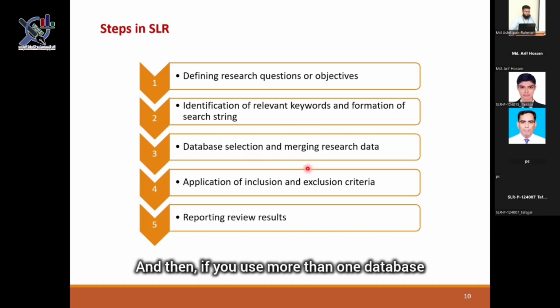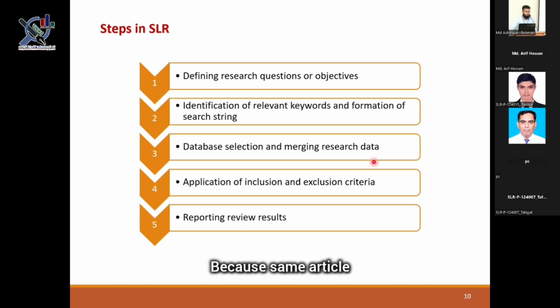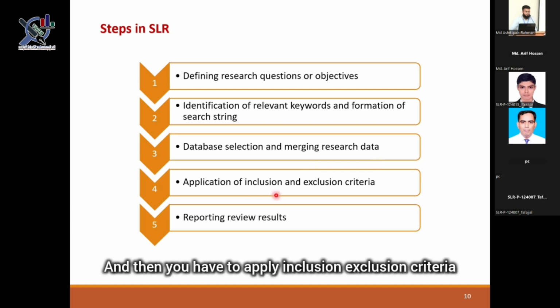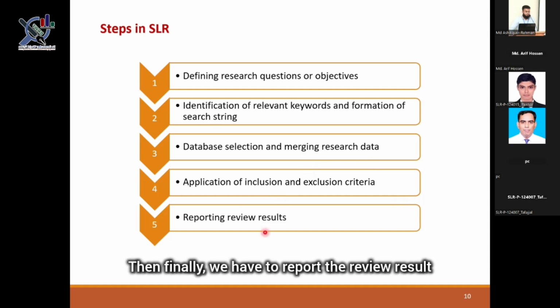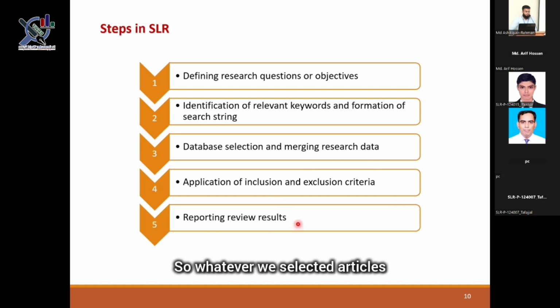And then if you use more than one database, you have to merge your search results, because the same article or paper can exist in both databases. So you have to remove the duplicate results. Then you have to apply inclusion and exclusion criteria. Later I will show what inclusion and exclusion criteria are and how we can set them. Finally, we have to report the review results. Whatever articles we selected, we have to critically review them, and we have to present those articles.